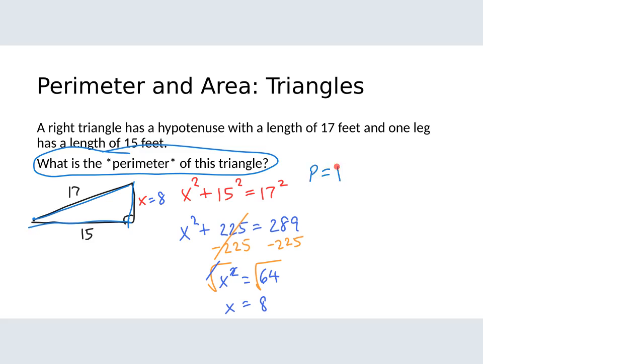My perimeter here is going to be 17 plus 8 plus 15. When I add all those together, I get 40. So the perimeter here is 40. Be really careful to not finish before the question's done. It's one of those make sure you answer the question that's being asked type of hints.